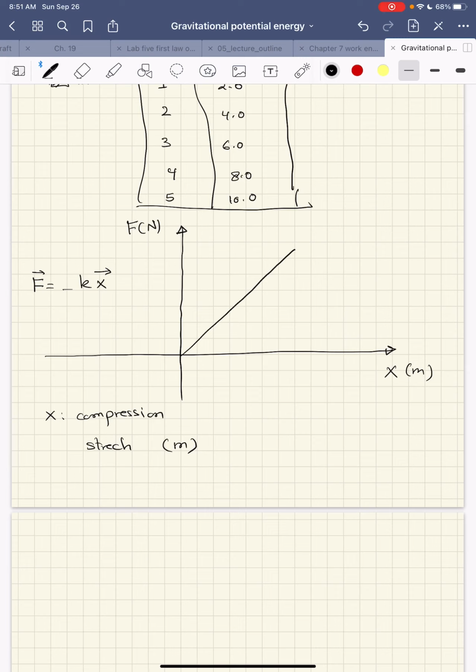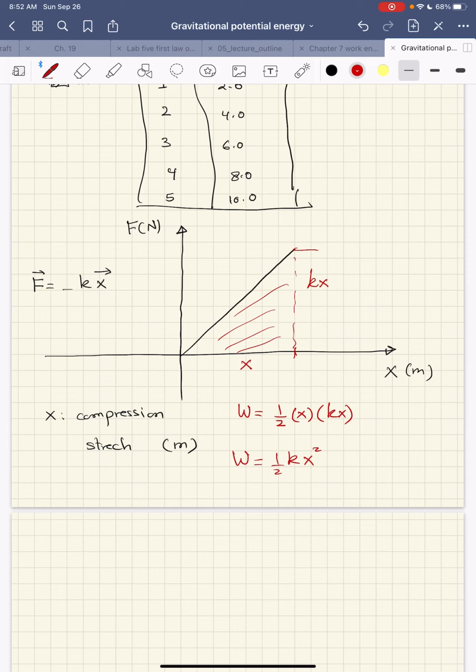Now, remember at the beginning I told you if I have a force that is not constant, then I will use the area under the curve. This is the area of a triangle, where the base is x and the height is kx as magnitude. Then I can say that the work done is 1/2, because this is a triangle, the base times the height, and this gives me 1/2 kx squared.